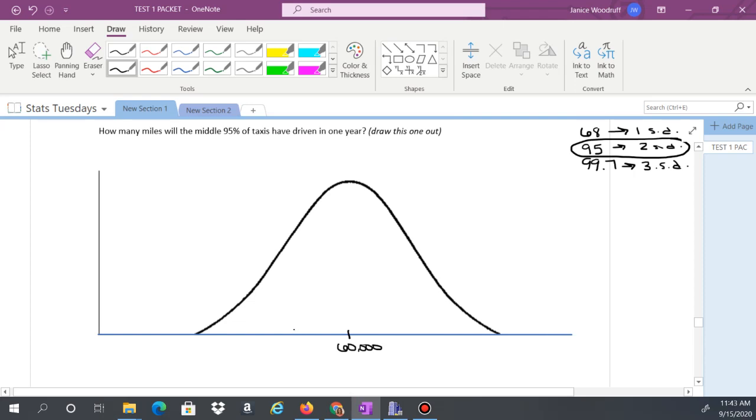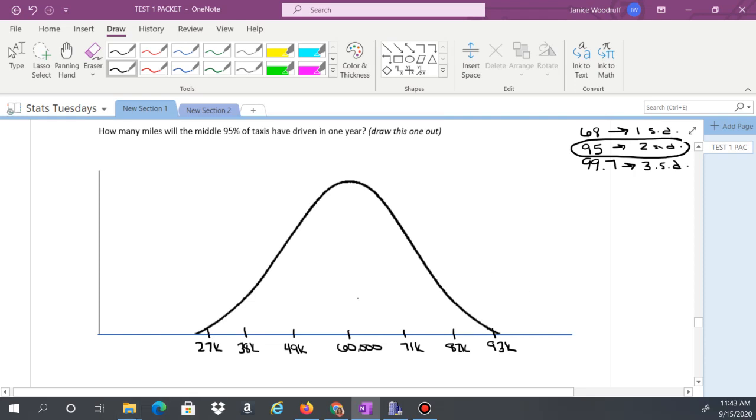So let's draw that out. So 1 standard deviation, 60,000 minus 11 is going to be 49,000. 60,000 plus 11,000 is 71,000. Then we're going to do one more standard deviation. 49 minus 11 is going to give us 38,000. 71 plus 11 would be 82,000. Do one more just to finish it. 82 plus 11 would be 93. 38 minus 11 would be 27.